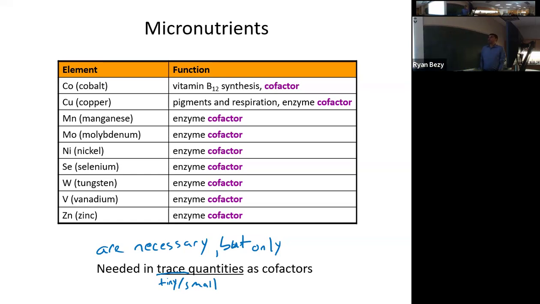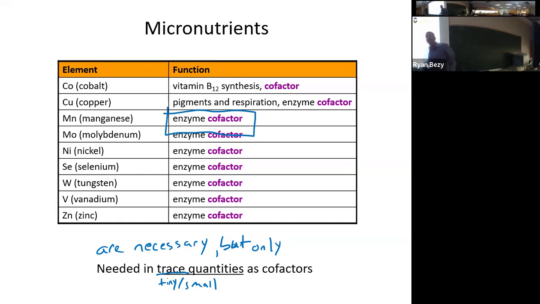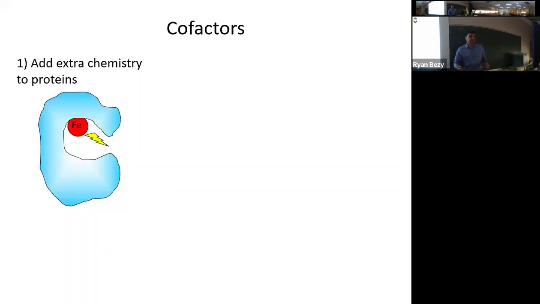What are micronutrients typically needed for, though? They're needed for enzymes to function. They're needed as what is called enzyme cofactors. You'll see that all of these, hey, enzyme cofactor, cofactor, cofactor. Most of the micronutrients are needed as a cofactor to help enzymes function. What exactly is a cofactor? Cofactors help enzymes function, and they do it in different ways. They could add extra chemistry to the protein.